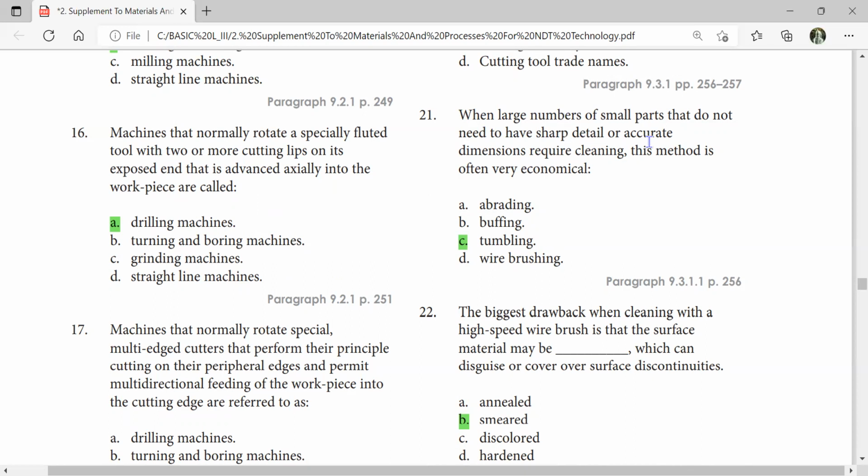When a large number of small parts that do not need to have sharp detail or accurate dimensions require cleaning, this method is often very economical: tumbling.